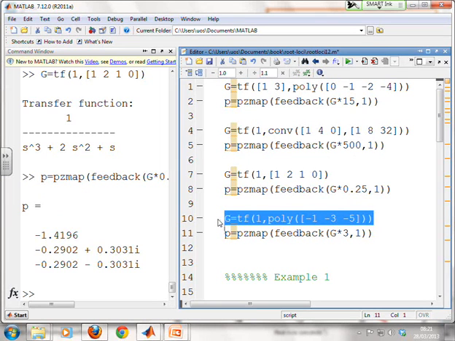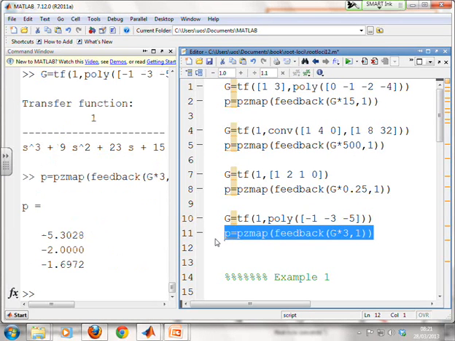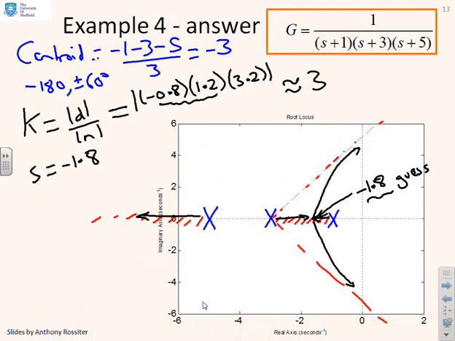So enter my transfer function. There it is, and you'll see in this pzmap command with feedback I've put the value of 3, and what you get? You have a pole at -2 and a pole at -1.7. So they're not exactly real and equal, but again I think you would agree they're fairly close. This k has put you in the right ballpark, which is what you were asking for.